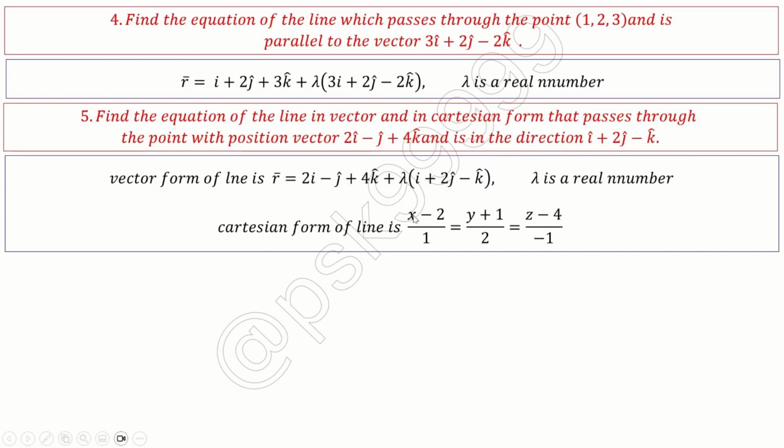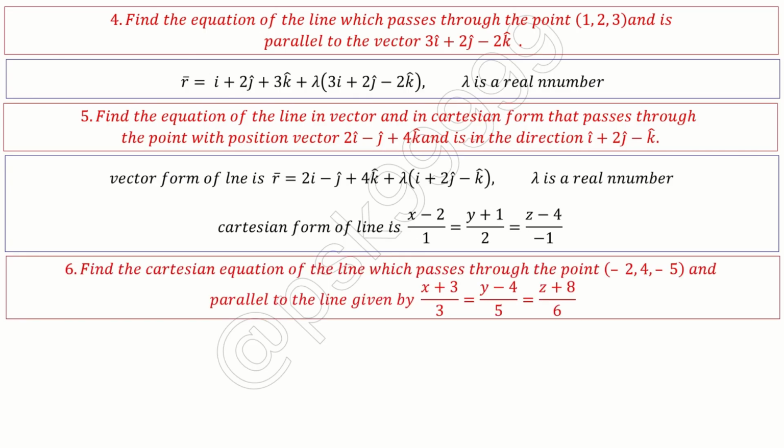And Cartesian form, how to write? Let's see. You take the position vector information into the numerator, and the direction vector goes directly into the denominator. So position vector here, x coefficient is 2, so x minus 2, divided by 1, which is the i coefficient of the direction vector. So (x minus 2) by 1 equal to (y plus 1), because it is minus 1 here, divided by 2, equal to (z minus 4) divided by minus 1. This is my Cartesian form of the line. Hope you understood how to form the Cartesian form of the line.